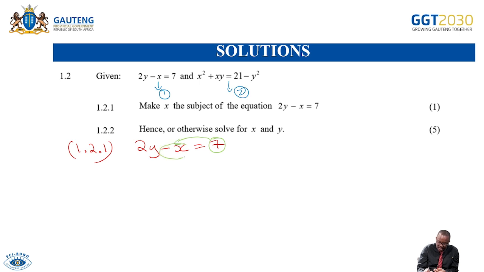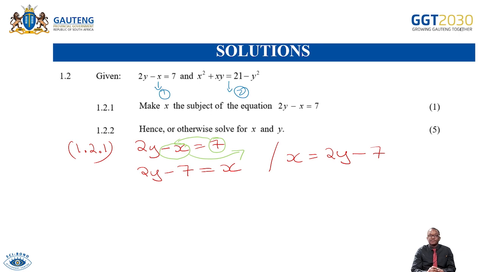So we can simply say, okay, if I were to take this positive 7 and transpose it to the left hand side, and x and transpose it to the right hand side, I will have 2y minus 7 is equal to x. Correct? Or someone can write it like this. It is still the same thing. So that is how you make x the subject of the formula. Then since we had equation 1 and equation 2, this one now we're going to call equation 3.